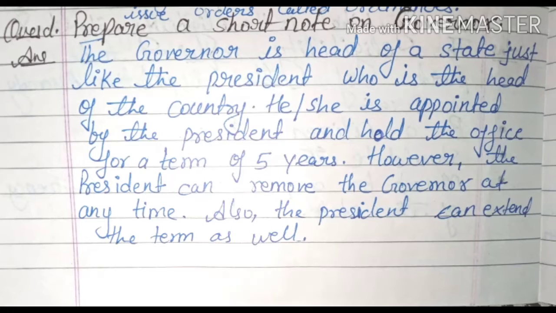Now our next homework question is, prepare a short note on governor. The governor is head of a state, just like the president, who is the head of the country. He or she is appointed by the president and holds the office for a term of 5 years. However, the president can remove the governor at any time. Also, the president can extend the term as well.